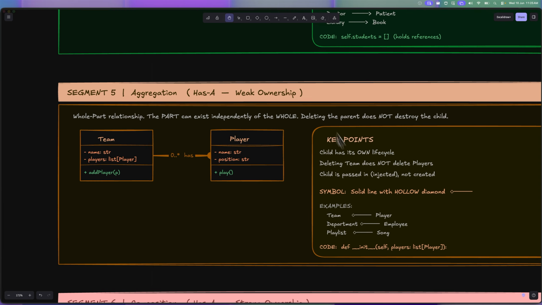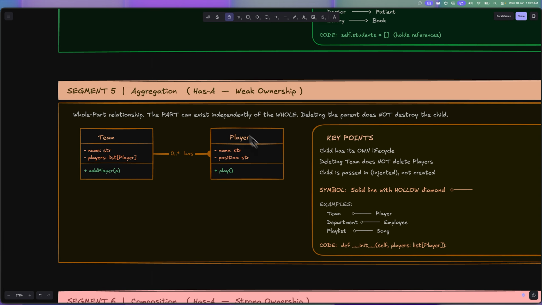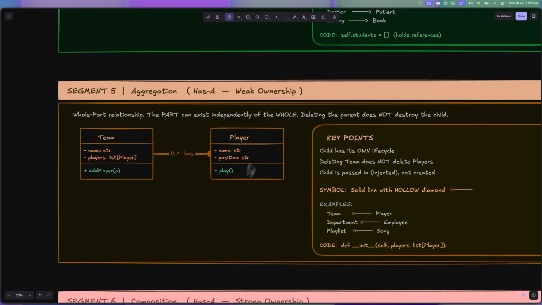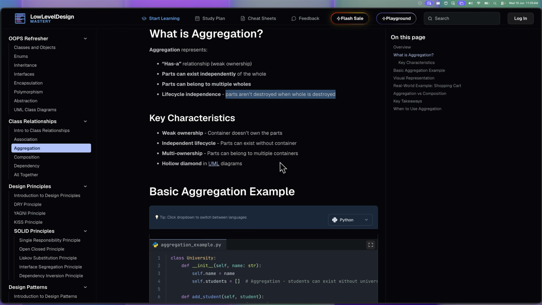Now let's see this. In this diagram, the child, that is the player, has its own life cycle. Deleting a team does not delete its players. This is the important thing that we are discussing here. Life cycle independence: parts aren't destroyed when the whole is destroyed. So these players, this class, will not get deleted even if you delete the team class.